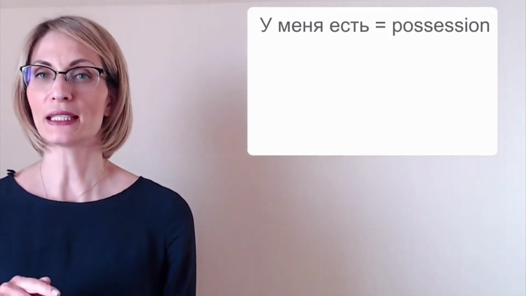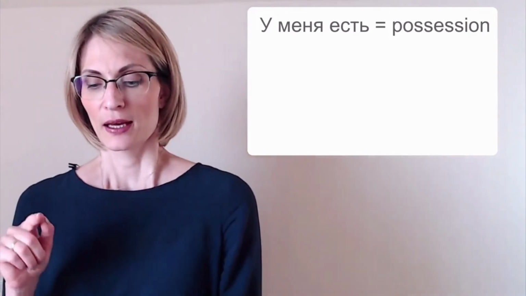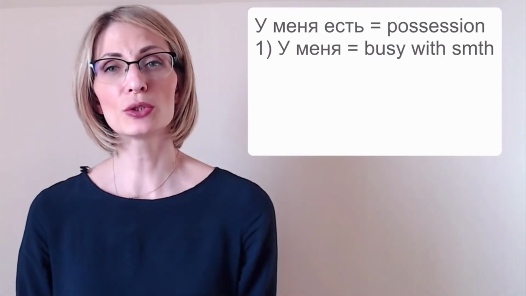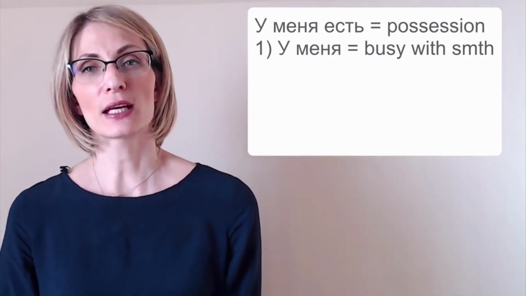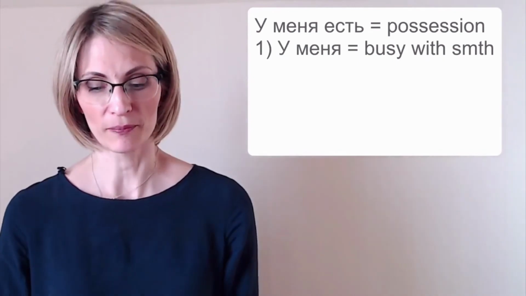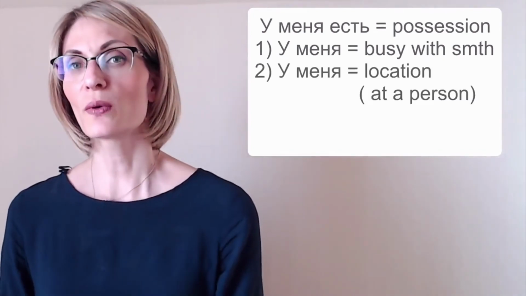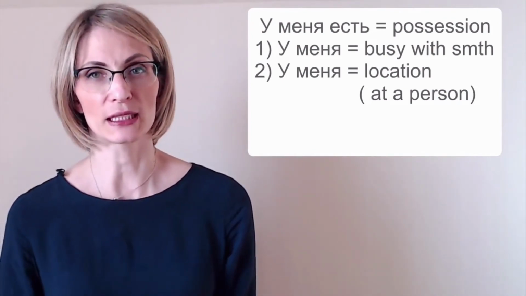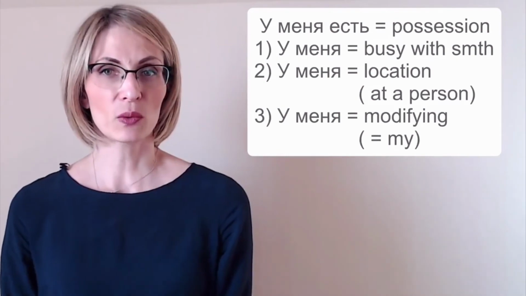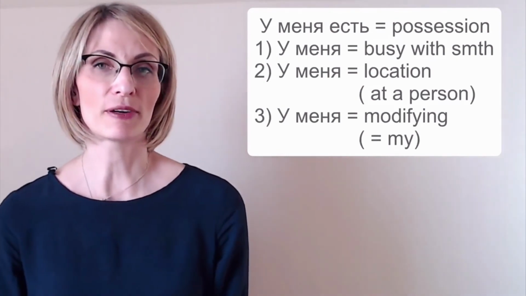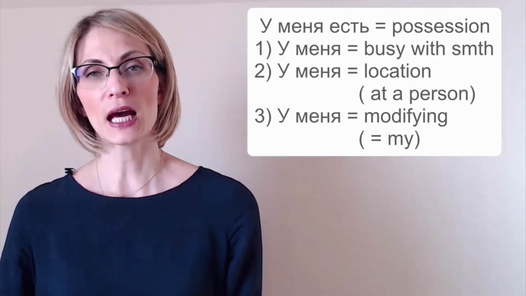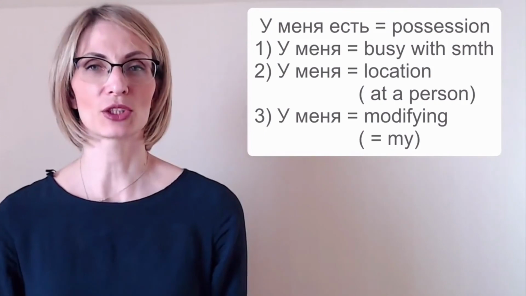Okay, summing up. We will use у меня есть to express possession or existence of something in our lives. We will use у меня without есть to say that we're occupied or busy with something. We will use у меня without есть to show the location where a person is located. And number 3, we're going to use у меня to modify, to replace a possessive pronoun. His house is big, my house is big, and so on.